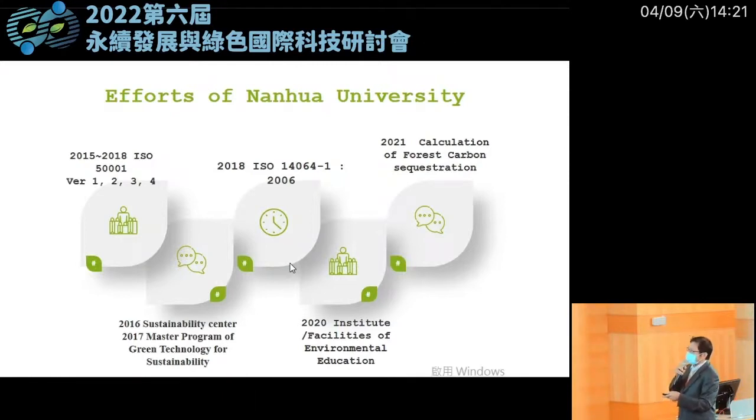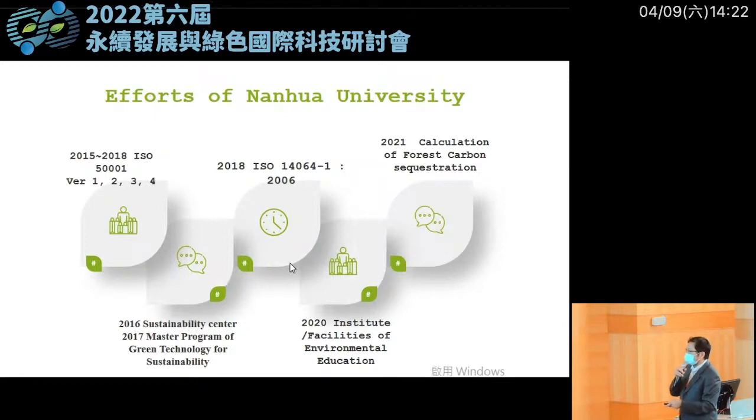Then in 2018, we got the certification of ISO 14064-1. This version is from 2006, and after that the ISO changed the version, but we just got this version. From this version, we know we have a lot of carbon emission in our school, so we want to reduce our carbon emission.